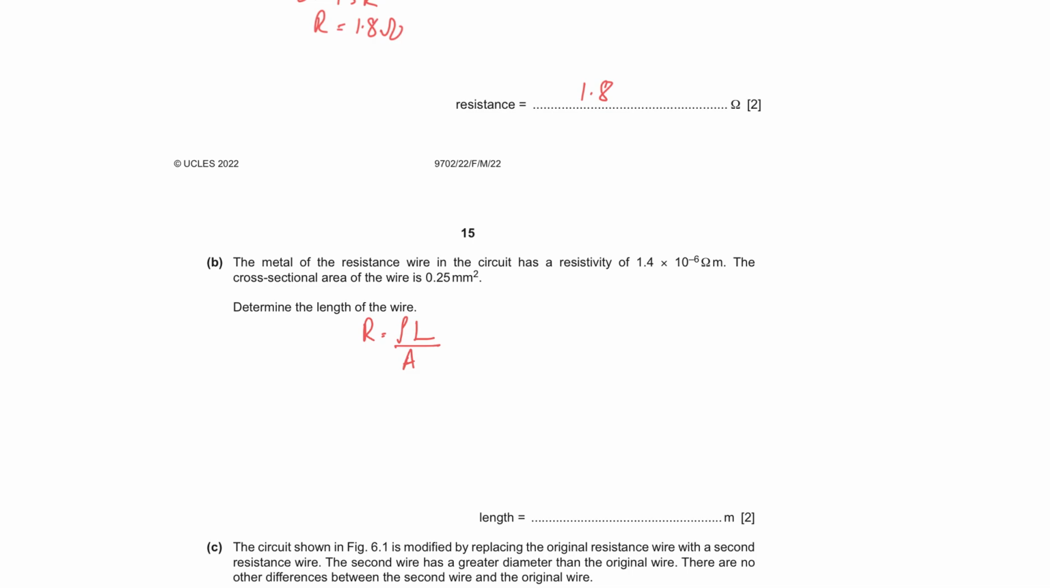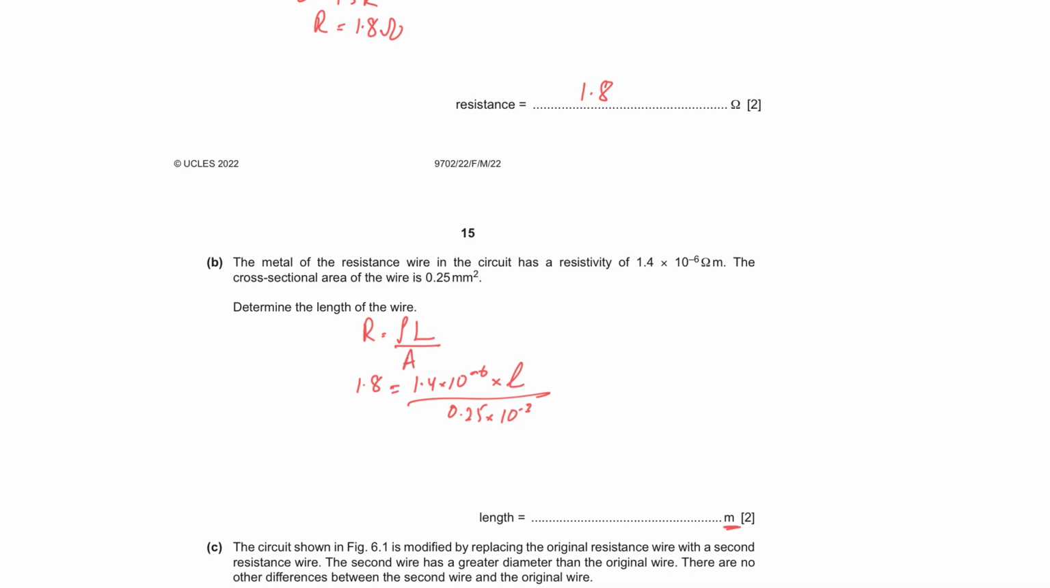A. The resistance of the wire is 1.8. The resistivity is 1.4 into 10 to the power minus 6. The length of the wire, which they want in meters, is L. The cross-sectional area is 0.25 millimeters squared. We'll have to convert millimeter squared into meter squared. So 0.25 into 10 raised to the power minus 3.